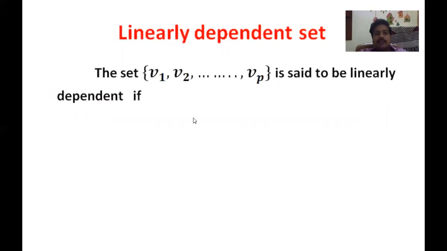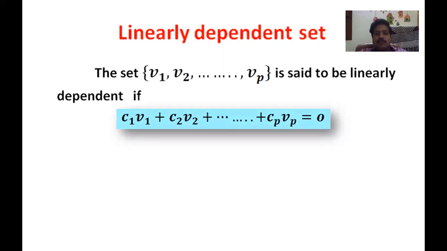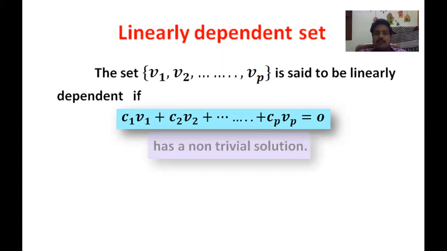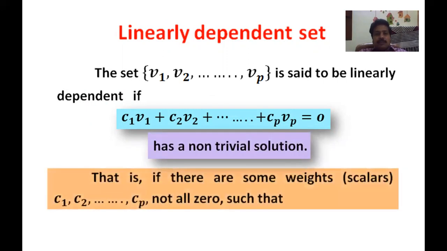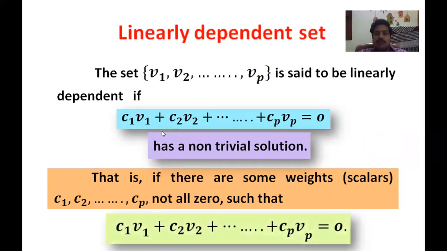Similarly, the set v1, v2, and so on vp is said to be linearly dependent if the relation c1 v1 plus c2 v2 and so on cp vp is equal to 0 has a non-trivial solution. That is a solution other than zero solution. That is, if there are some weights or scalars c1, c2, and so on cp, not all zero, that is, at least one must be not equal to 0, such that the relation c1 v1 plus c2 v2 plus so on plus cp vp is equal to 0 holds. So if we can find a non-zero solution, then we can say that the set is linearly dependent. And if we can't find a non-zero solution for this relation, then we can say that the vectors involved in this equation are linearly independent.